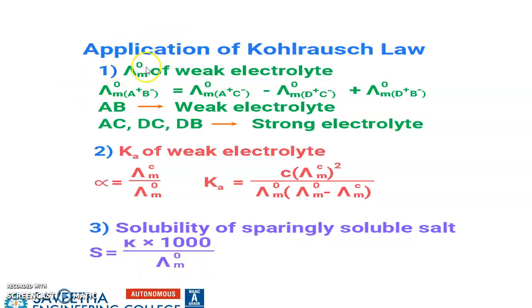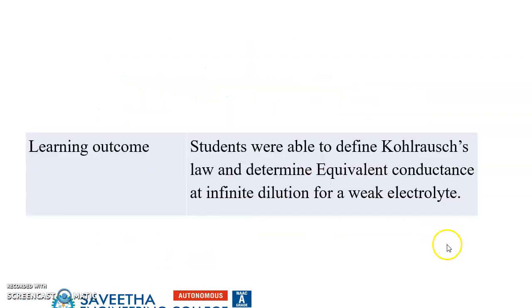So to sum up, these are the three applications of Kohlrausch's law. One is to determine the lambda naught of a weak electrolyte. Second is to determine the degree of dissociation of a weak electrolyte. And the third application is the solubility of a sparingly soluble salt. So I think you were able to understand what Kohlrausch's law is, and you were also able to determine the equivalent conductance, solubility product, and degree of dissociation.